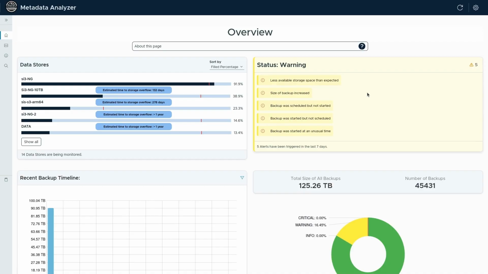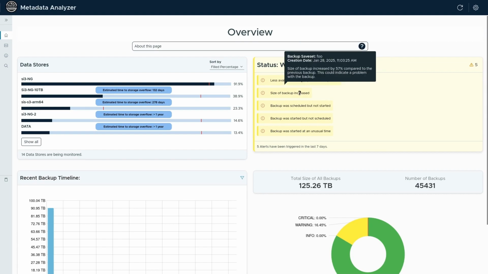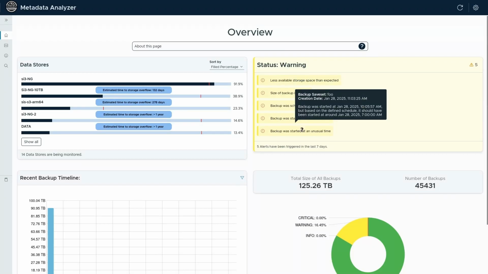There are different kinds of alarms that indicate a storage running out of space, a backup with an unusually large deviation in size from its predecessors, and, according to the schedule, a backup that is missing, a backup that shouldn't exist, and finally, a backup that deviates from the scheduled time by a large amount.